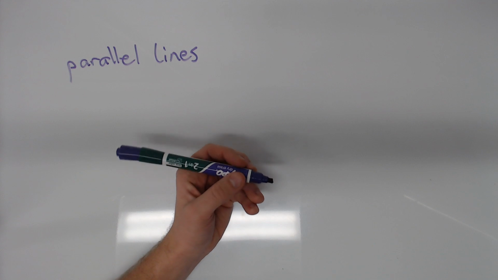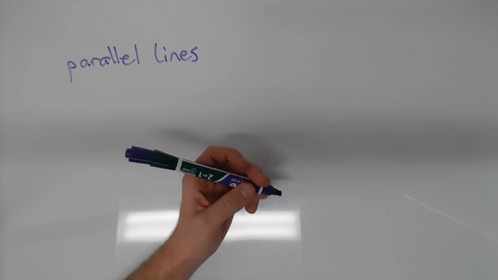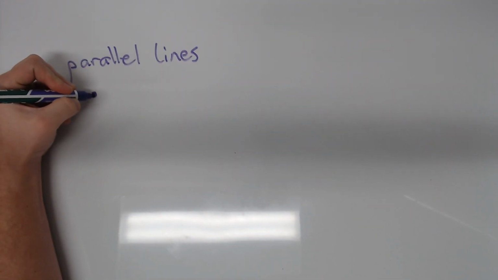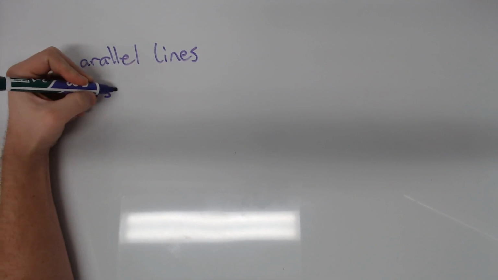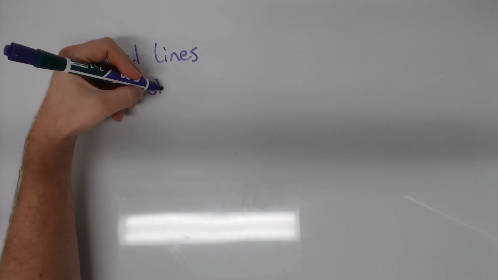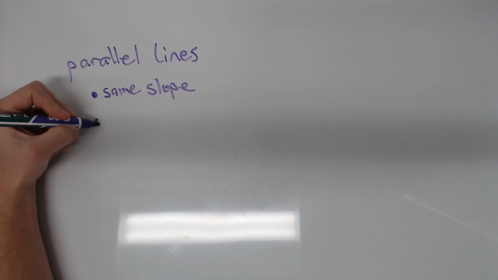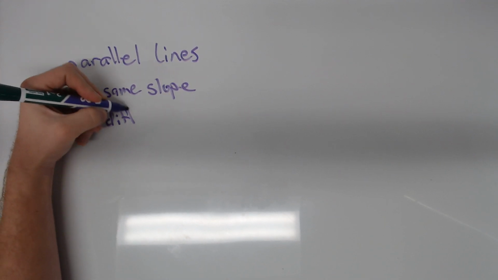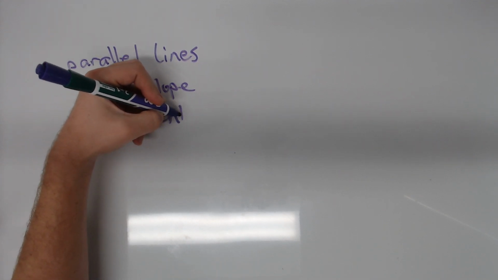So parallel lines really have two main points about them. Parallel lines should have the same slope and a different y-intercept.